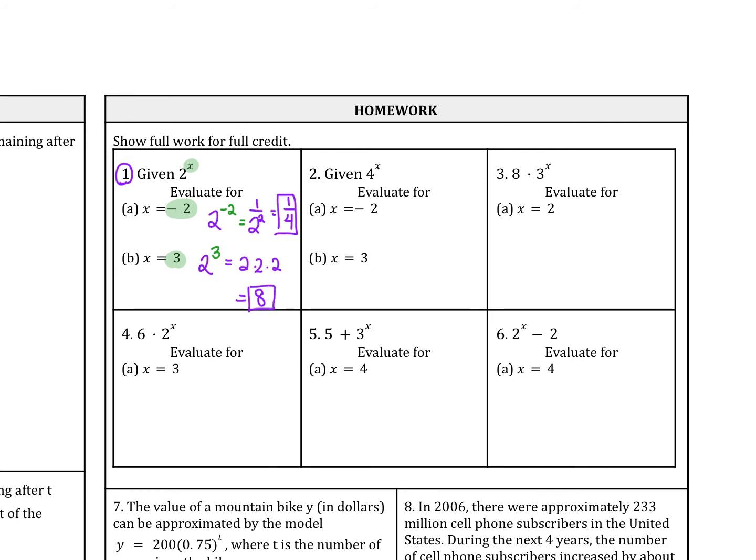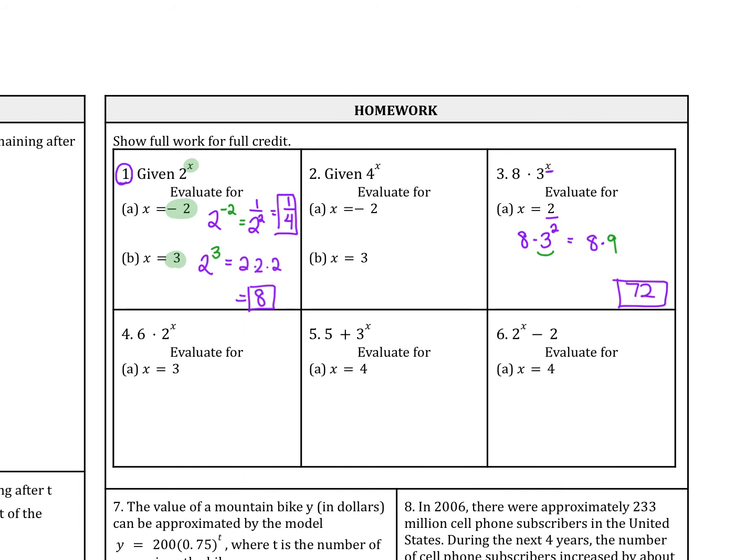So that's very similar for number 2. Number 3, we have 8 times 3 to the x. So we're just going to evaluate when x is 2, so we're going to plug in 2 for our x. So we're looking at 8 times 3 squared. So order of operations, you have to do exponents first. So 3 squared is 9, and 8 times 9 is 72.